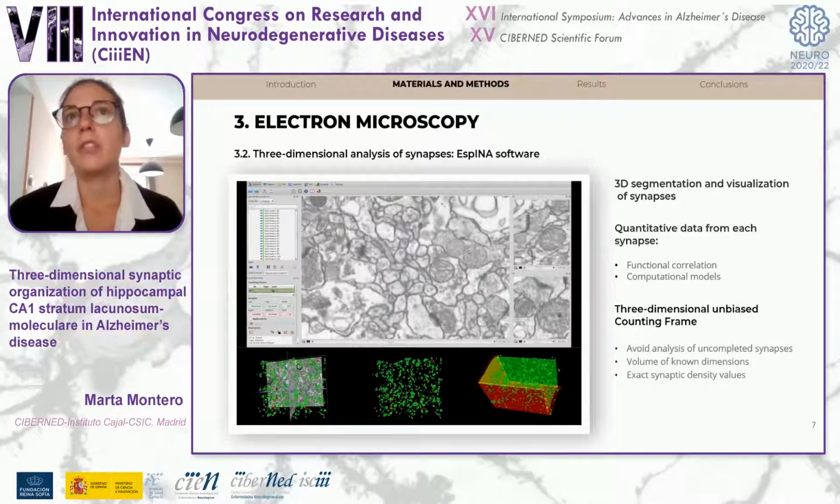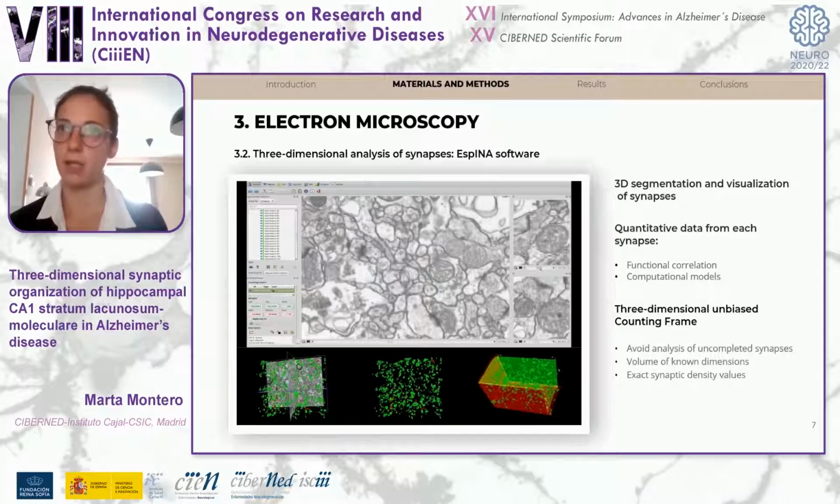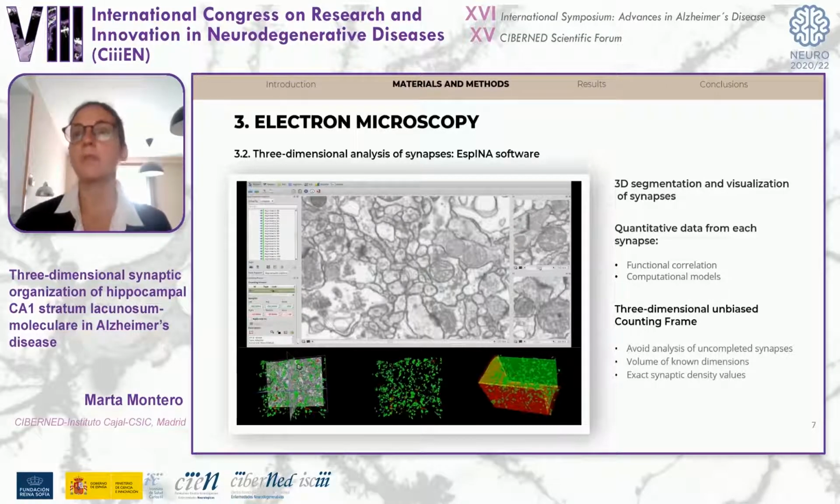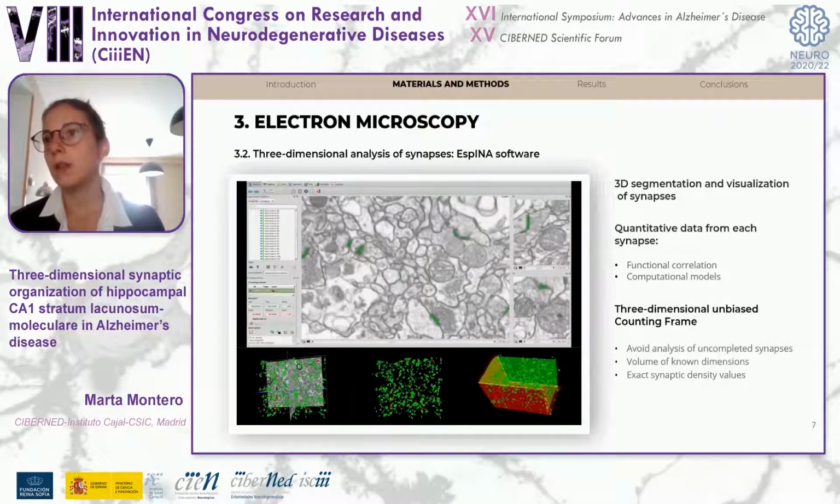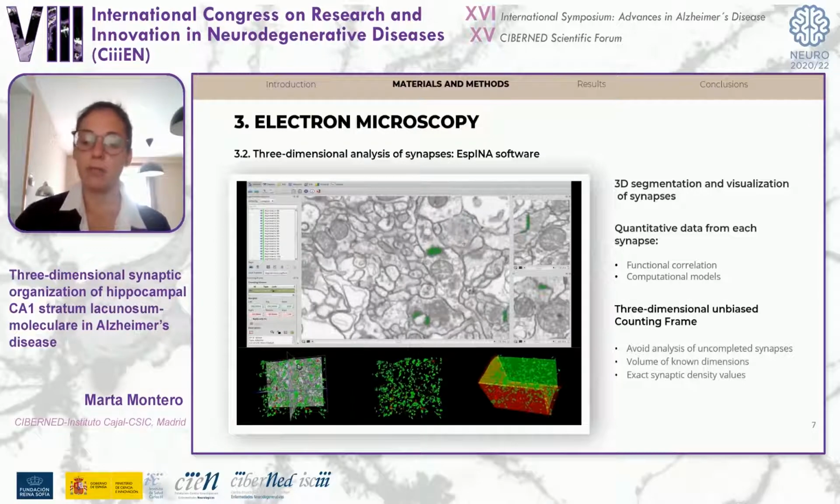Synapses in these stacks of images were analyzed using SPINA software, which is a specialized software that permits the three-dimensional visualization and semi-automatic segmentation of synapses. SPINA software provides quantitative data from each synapse, and this data is known to have a functional correlation and can be used for the implementation of computational models. Additionally, the software allows the application of a three-dimensional unbiased counting frame to avoid the analysis of incomplete synapses, permitting the exact calculation of synaptic density values.